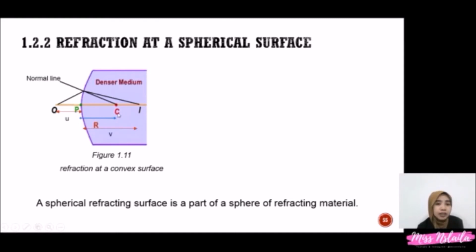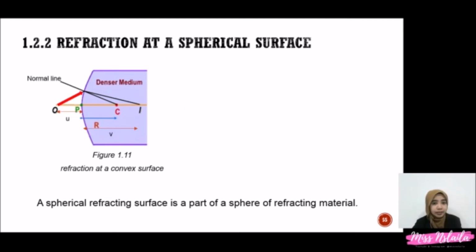And the distance of the center of curvature from the spherical surface, you can label as R, or radius. Next, there will be an incident ray that will travel from the object and pass through the denser medium. So here we can draw the normal line from point C. And then what will happen if the incident ray travels from a less dense medium to a denser medium? The refracted ray will bend towards the normal line. So the image will form at that side, and we can label the image distance V from the image to the center of the spherical surface.